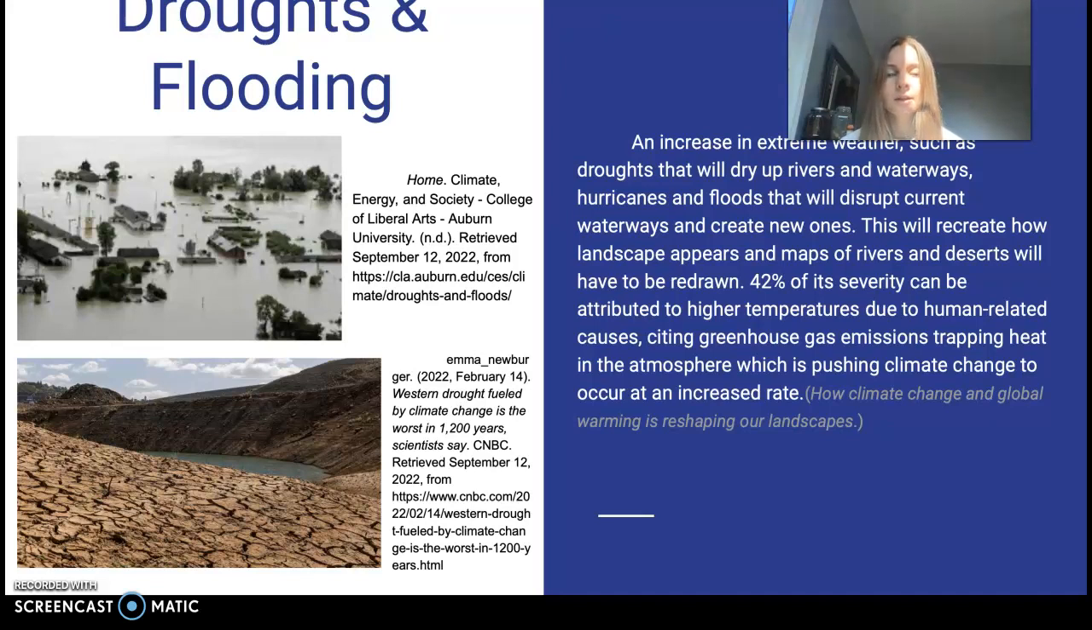42% of its severity can be attributed to higher temperatures due to human-related causes, citing greenhouse gas emissions trapping heat into the atmosphere, which is pushing climate change to occur at an increased rate.